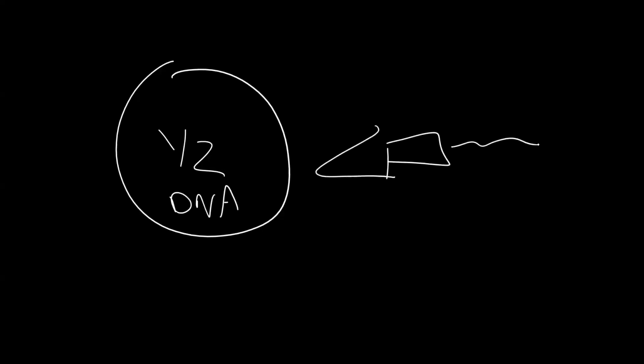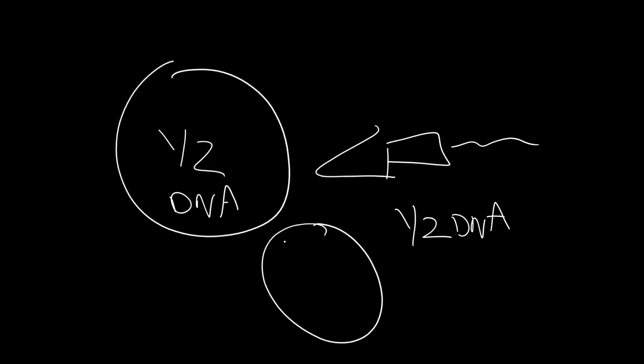The egg contains half the DNA. And fathers produce sperms that also contain half the DNA, half the chromosomes. If the sperm and the egg fuse, we will make the baby. This baby is called the zygote. That is why we are half mother and half father.